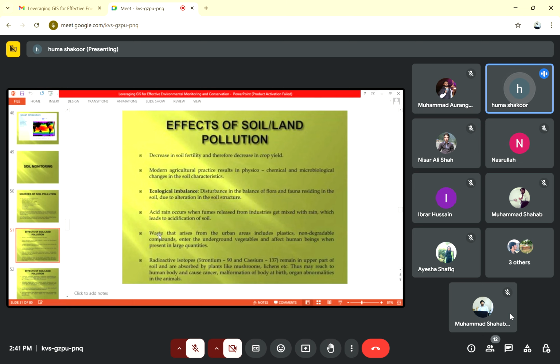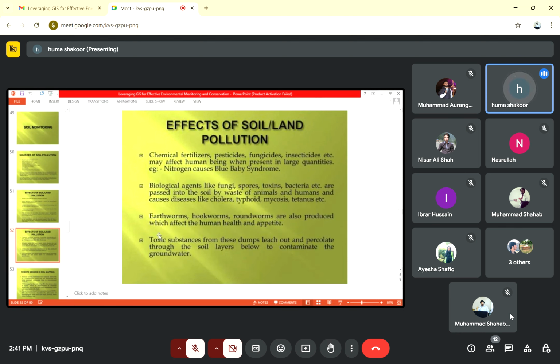Effect of the soil pollution on land. What are the effects of the soil pollution on land? It will degrade the quality of the soil. It will affect your agriculture, it affects your crops, it affects your whole environment.